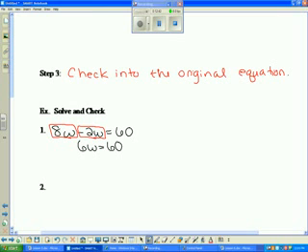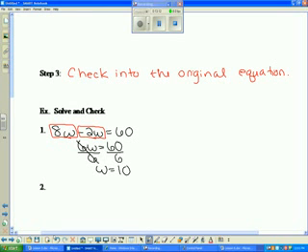Okay, so then, what's my next step to solve for W? What do I do to get that W alone? How am I going to get rid of that 6? Good, Virginia. Divide it. So divide both sides by 6. And I get W equals 10. Good. What's my last step?